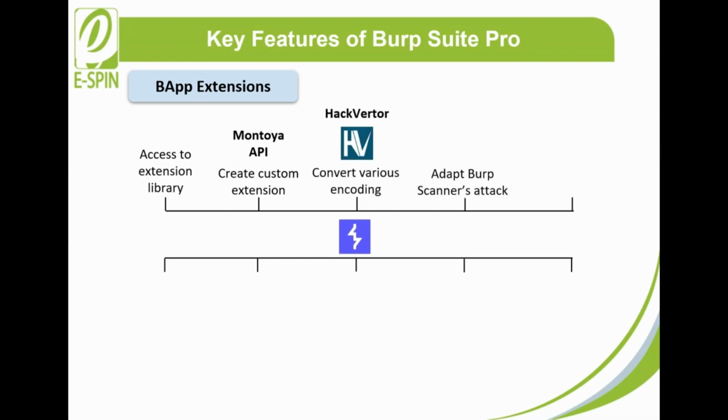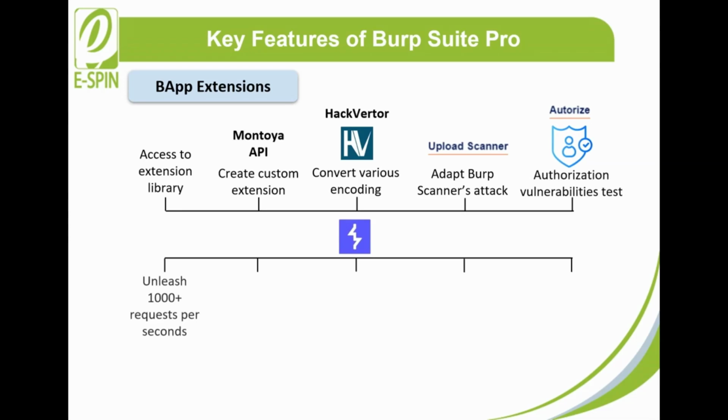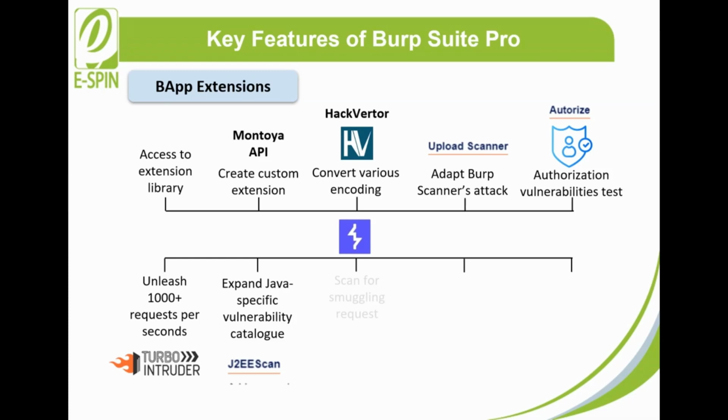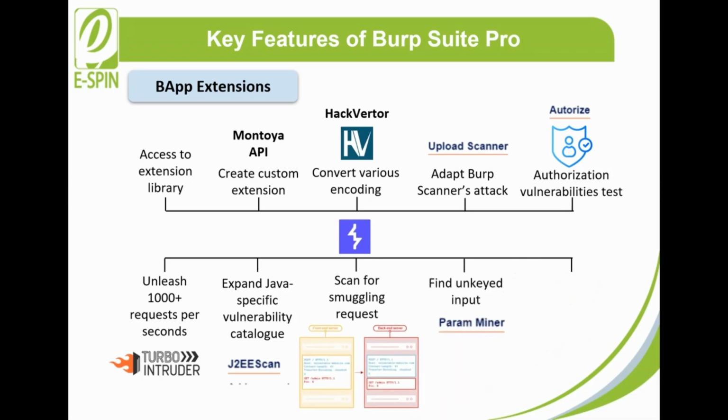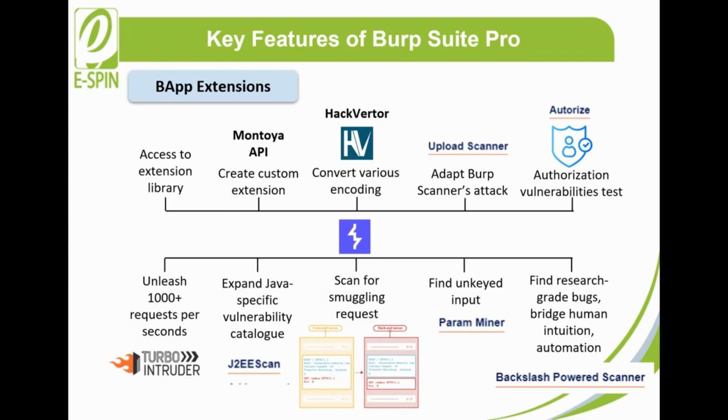Adapt Burp Scanner's attacks by uploading and testing multiple file type payloads with Upload Scanner. Use Authorize to test for authorization vulnerabilities. Unleash thousands of requests per second using Turbo Intruder. Expand Java-specific vulnerability catalog with J2EE Scan. Set up HTTP Request Smuggler to tweak offsets automatically to scan for request smuggling vulnerabilities. Use Param Miner to find unkeyed input. And as well find research-grade bugs, and bridge human intuition and automation with Backslash Powered Scanner.